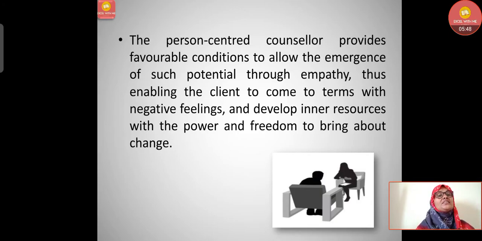Why should these things be there? So that whatever negative feelings are there should vanish, and then develop whatever inner resources are there, that power, that freedom to bring change, which is resisted because of the negative feelings.